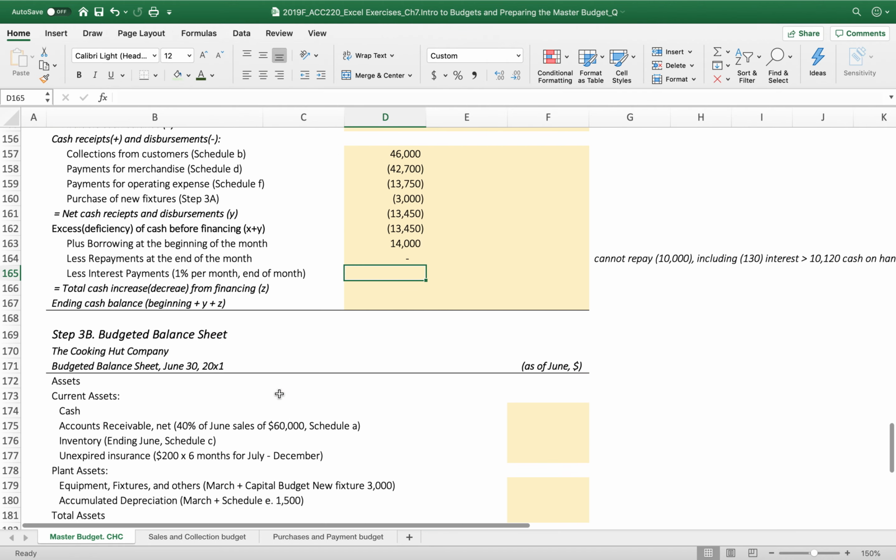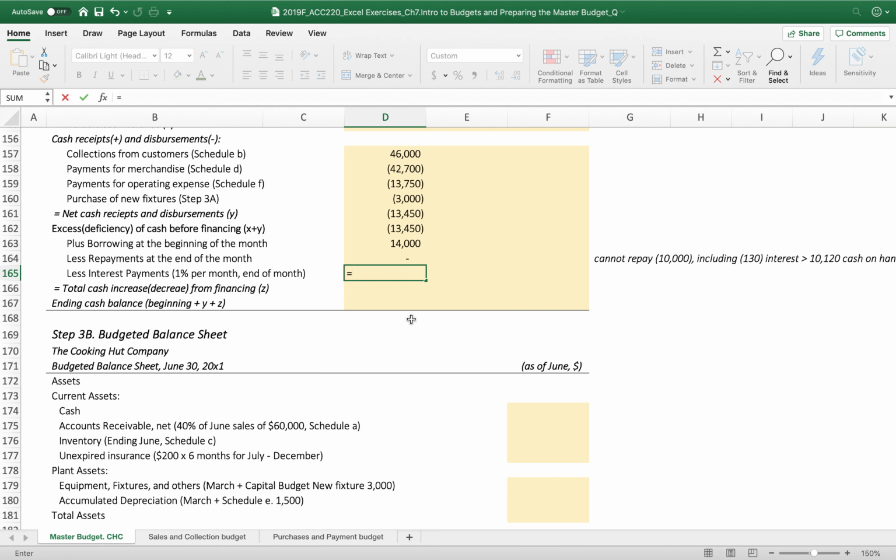Okay. And then the interest expense, 1% per month, at the end of the month. So there's no interest when they borrow money in the first place. No, they have to pay because they borrowed $14,000 at the beginning of the month, right? So this is payment they have to pay to the bank. 14,000 times 1%. So $140 is payment out from financing part, right?